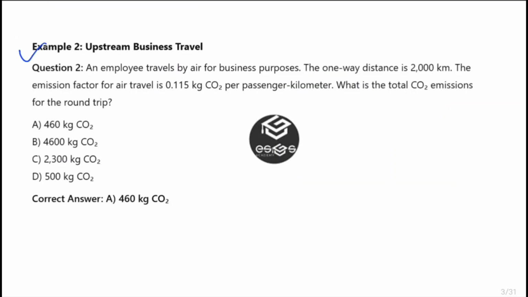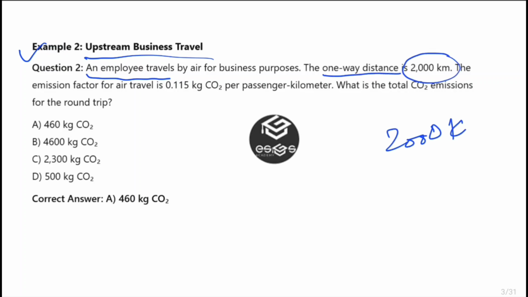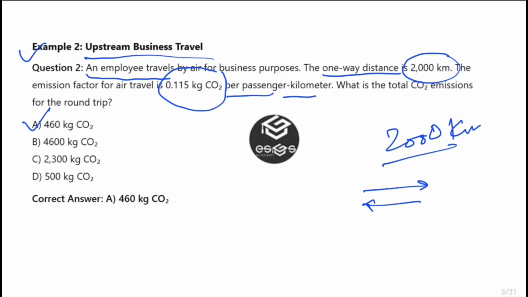Now let us see another example, upstream business travel. So what is the question? An employee travels by air for different business purposes. The one way distance is, let's say, 2000 kilometers. Okay, and the emission factor for this air travel is 0.115 kilogram CO2 per passenger kilometer. Okay, so what will be the total CO2 emissions for this round trip? Okay, so the correct answer is 460 kilogram CO2. But how this answer has come, let us see the solution of this.